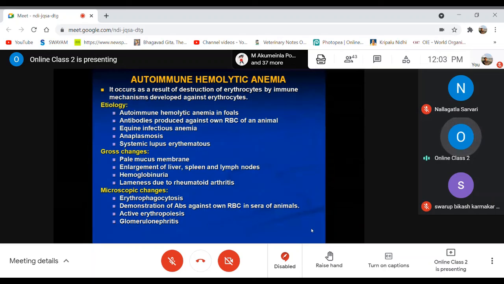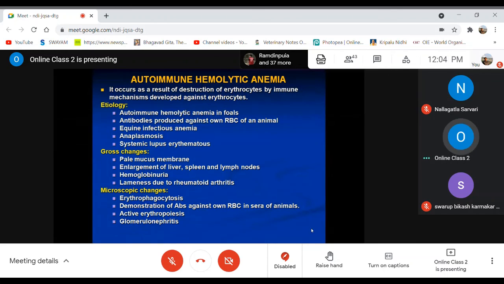Then the next is what we have already discussed, autoimmune hemolytic anemia. Nothing more to discuss, as we have already covered the destruction of RBCs by immune mechanisms. When the parents have incompatible blood group antigens, it leads to hemolytic anemia in the foal, and in humans also. I have given the example of Rh factors.